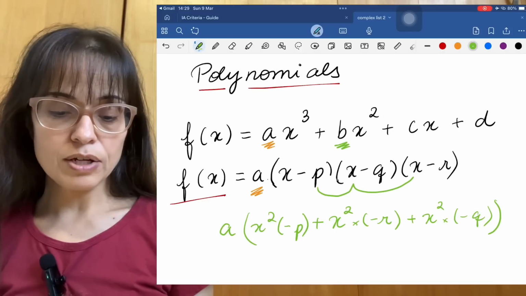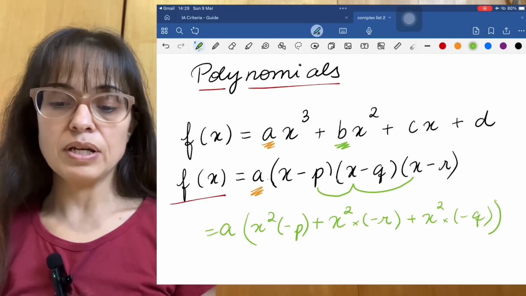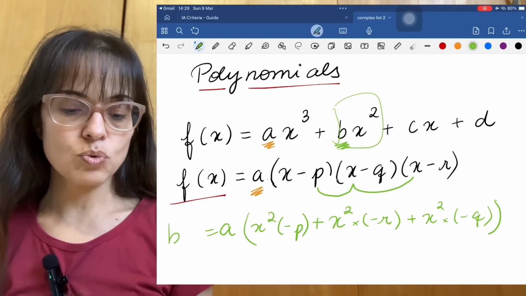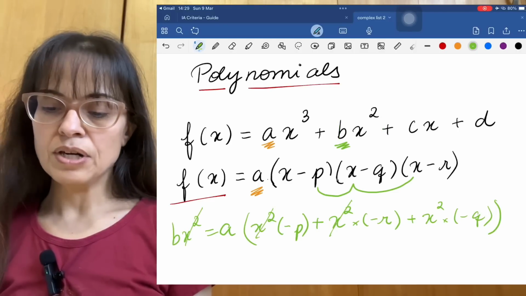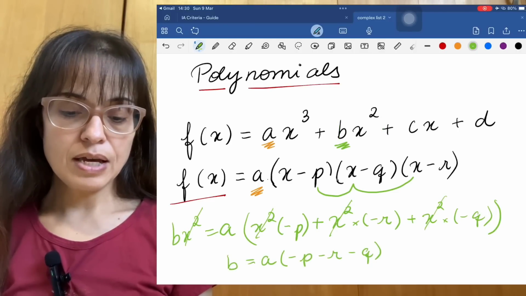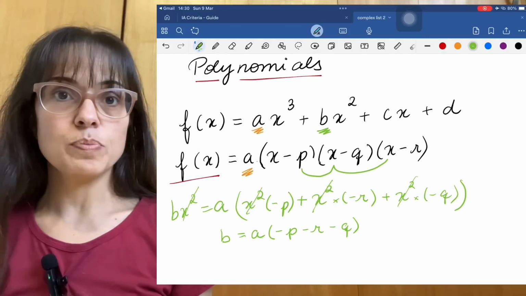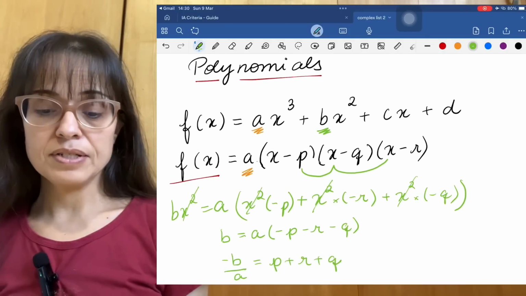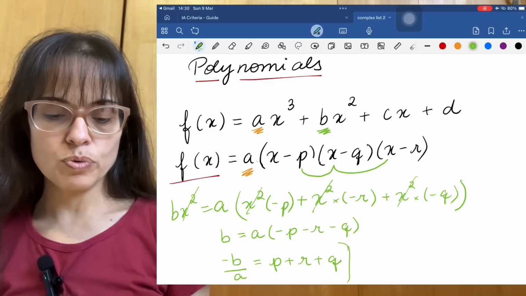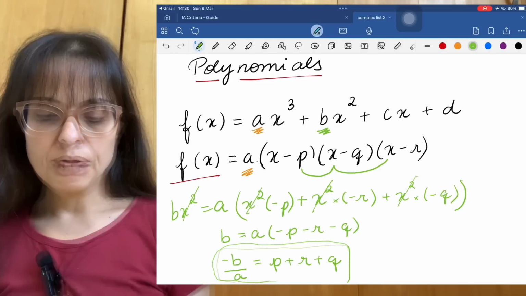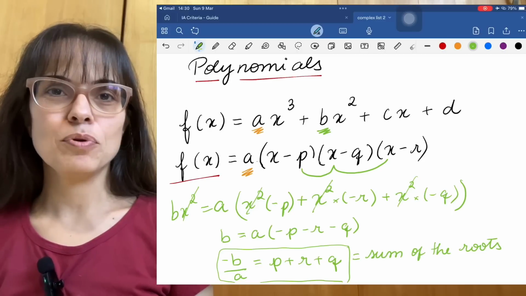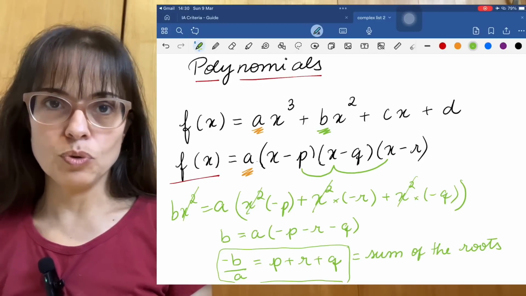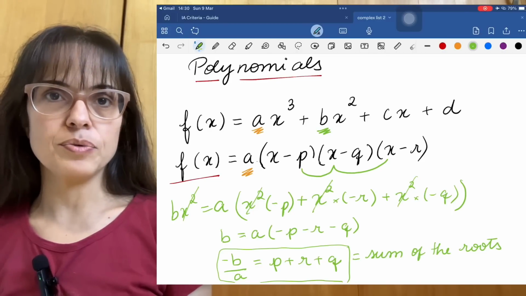But when you do that, you get what? The term in x squared, so that is bx squared. And when you divide both sides of this equation by x squared, you just get this. And then you can divide both sides by negative a and find that the sum of all the roots of the polynomial is equal to minus b over a. I'm doing this example with degree 3, but it would work exactly the same for higher degrees as well.